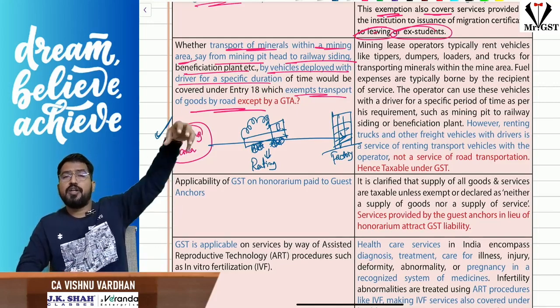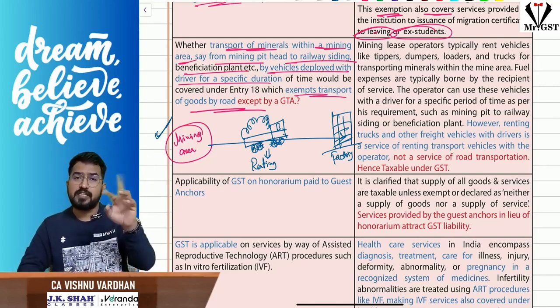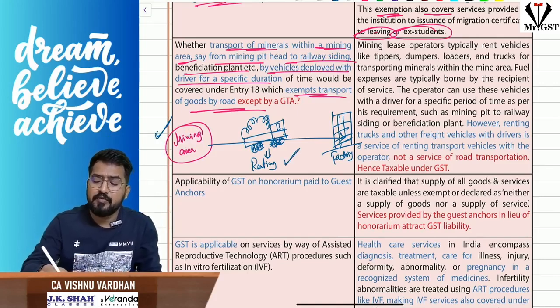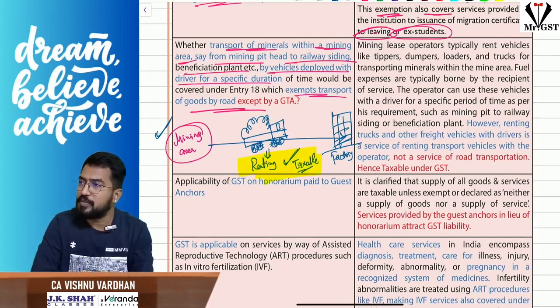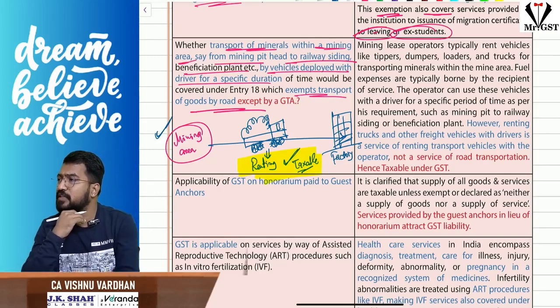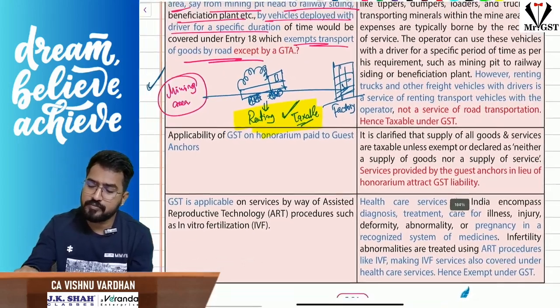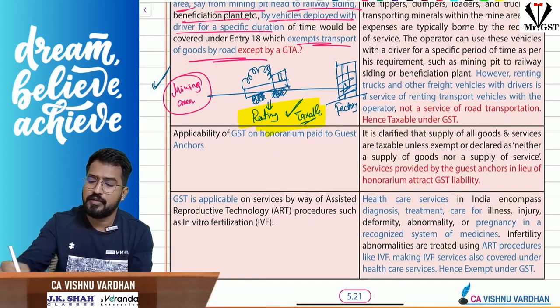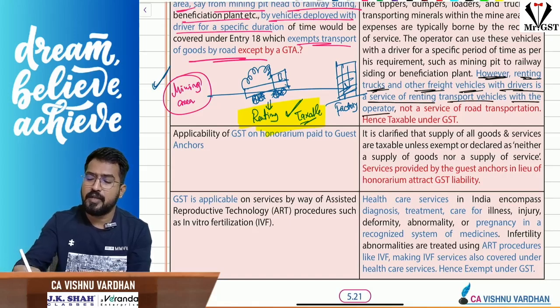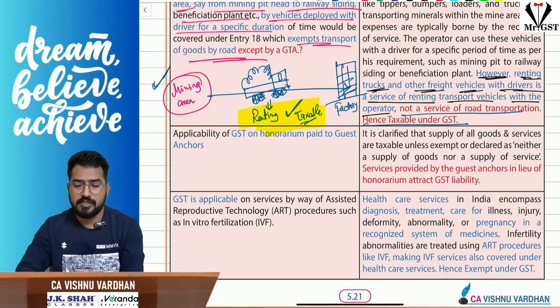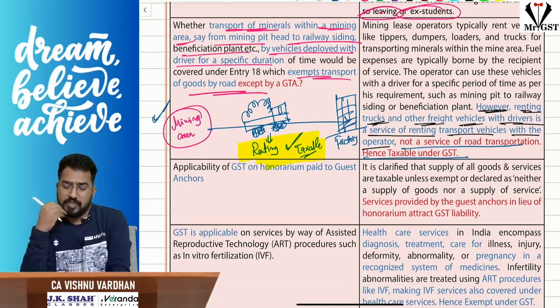So between the lorry owner and this mining person, the nature of service is renting, which is very much taxable. It is not a transportation of goods service between you. Please don't misunderstand that. They have clearly given the clarification. However, renting of trucks and other freight vehicles with drivers is a service of renting transport vehicles with operator, and it is not a service of road transportation, hence taxable under GST. So clearly it is given, right? So this is the next clarification.